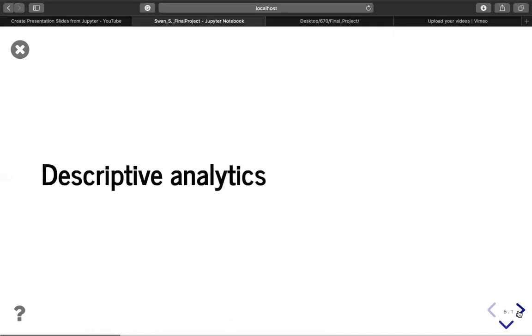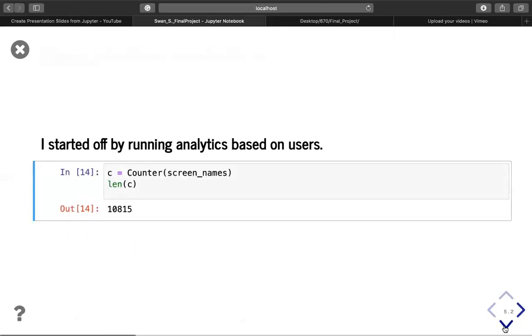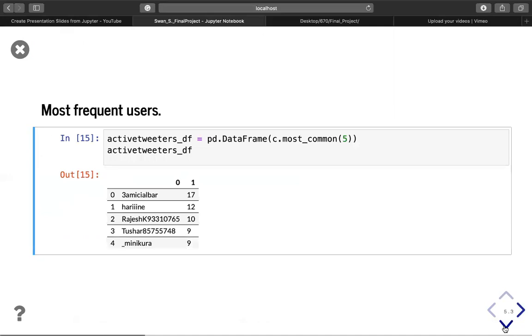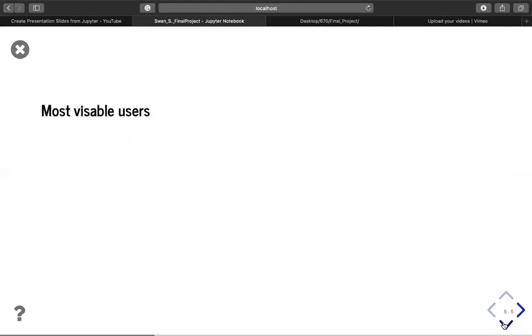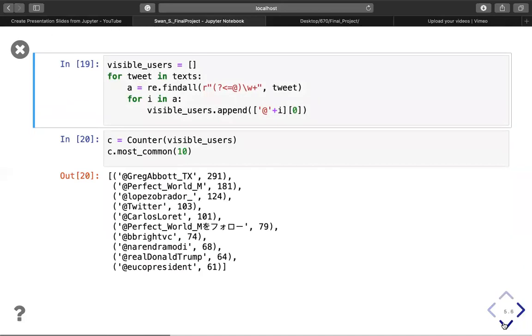I think just knowing people's original thoughts could be very important. So once we cleaned up our data, we're going to move on to the descriptive analytics. I started running analytics based off of users: how frequently different users are tweeting about these topics. Clearly there are some people tweeting about it quite a bit. I put it into a bar chart to make it easier to read and get a general idea. Then I went on to the most visible users.